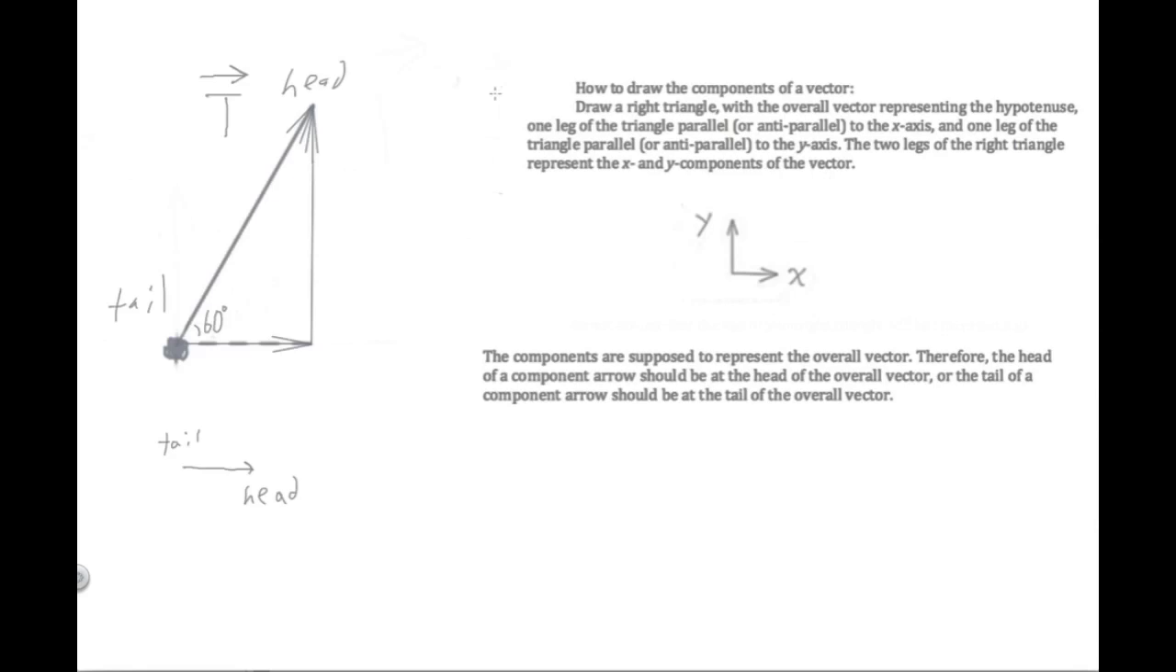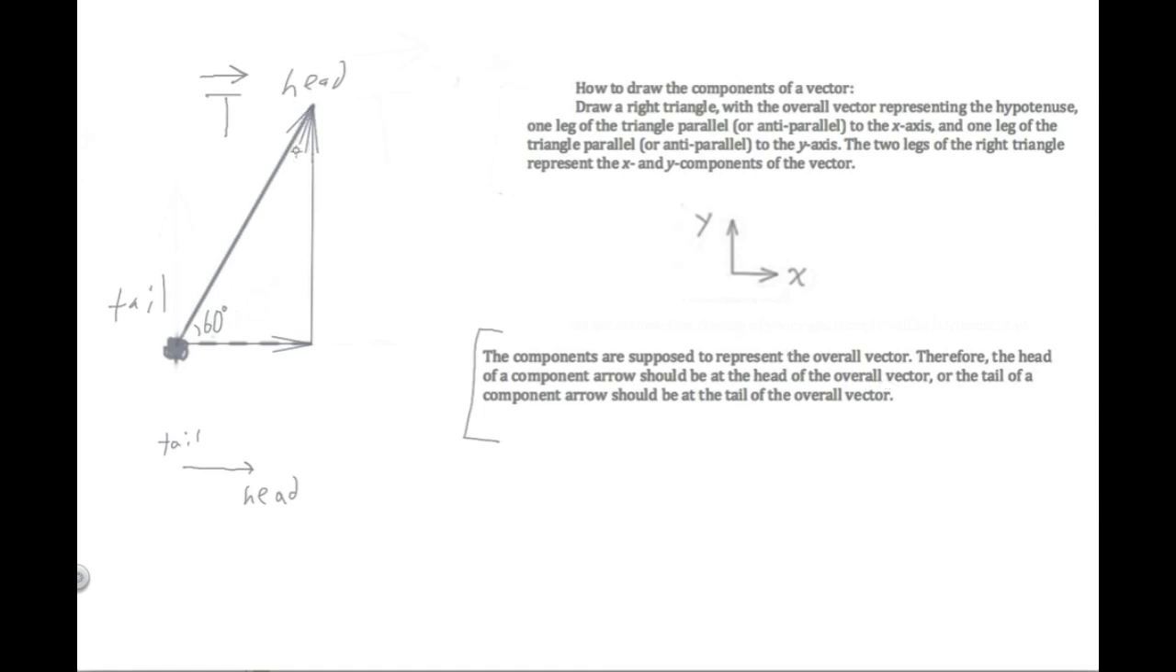I've drawn arrowheads to show that the components are pointing up and to the right because they represent the overall vector, which points up and to the right. Now, here's a more formal way to figure out those directions. The rule is that because the components represent the overall vector, the head of a component arrow should be at the head of the overall vector.